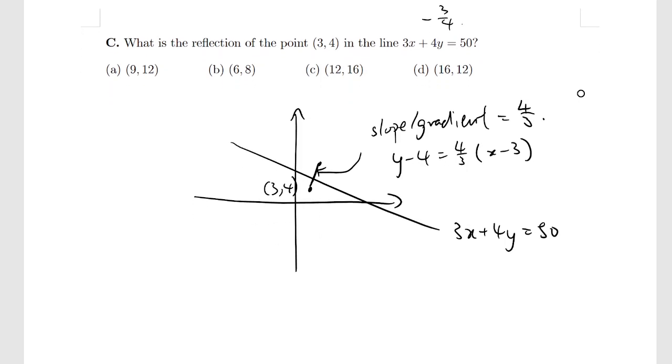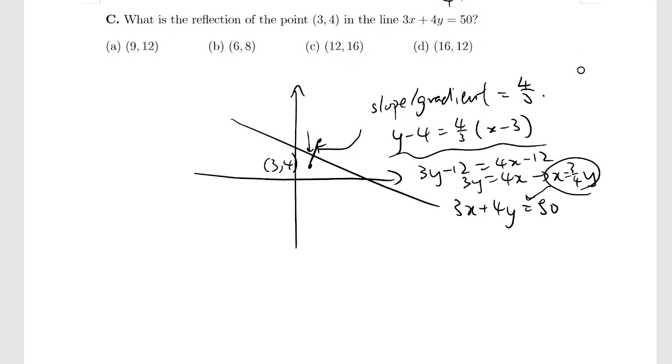So now what I have to do is find the intersection between these two lines, so I could find the point in the middle. Well, let's write this in a more accessible form. So 3y minus 12 equals 4x minus 12, so that line is essentially 3y equals 4x. Fine, so x equals 3 on 4 y. Okay, so I have to sub this into the original line.